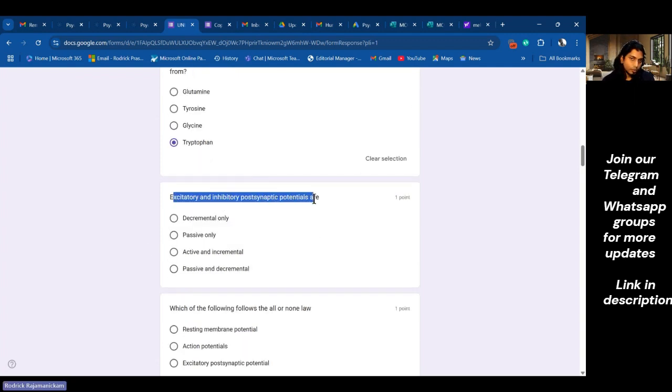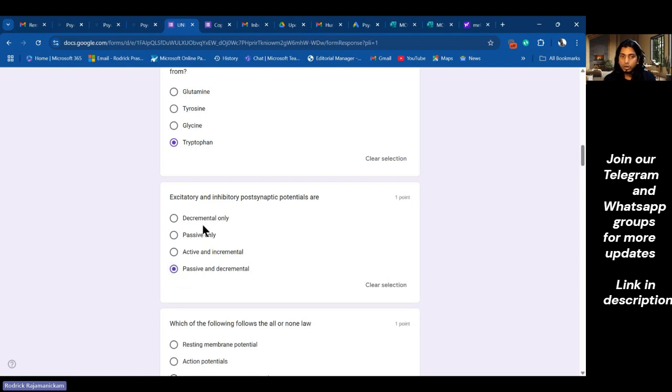Excitatory and inhibitory postsynaptic potentials, basically EPSP and IPSP, they are decremental in nature. They are also passive and they're not active. They're not incremental in nature. So they're decremental in the sense that if they start from point A to point B, they'll lose strength. The intensity kind of gets down unless they are reactivated by another ion channel. So it is passive and decremental, not decremental only, not passive only.